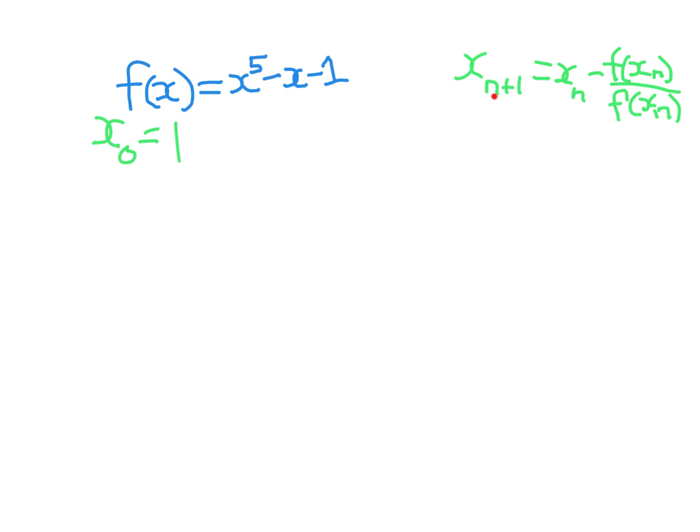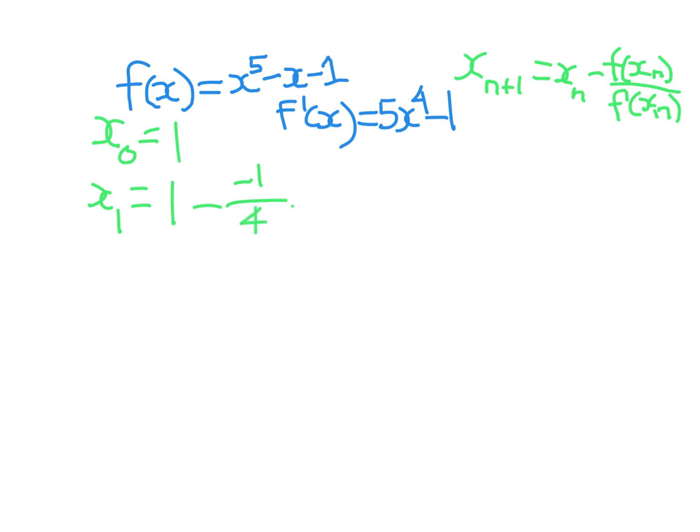Now we have to calculate our next guess. So x1 will be my previous guess minus the function evaluated at that point. f of 1 is 1 minus 1 minus 1, which is negative 1. Now what about the derivative at that point? Well, the derivative of my function is just 5x to the power of 4 minus 1. So at x equals 1, the derivative is 5 minus 1, which is 4. So my next guess, x1, is 1 plus a quarter, which is 1.25.